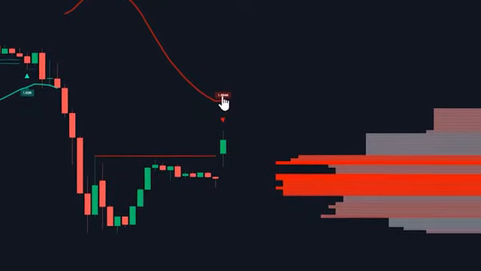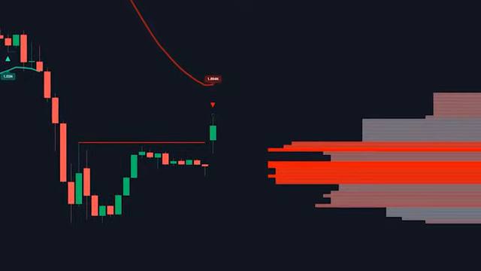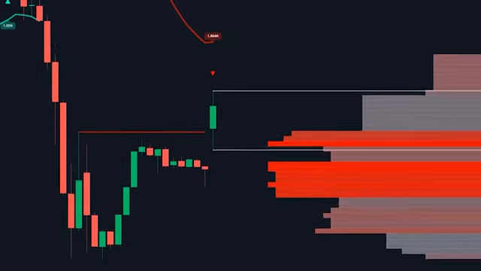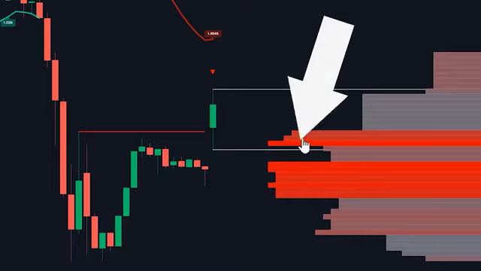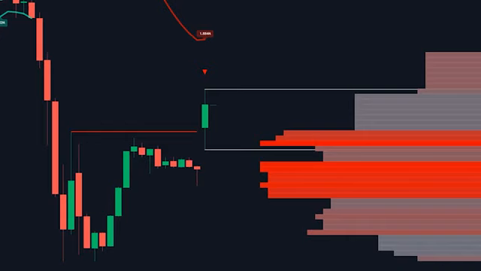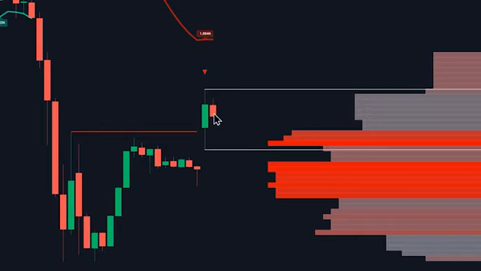Next, we mark the candle's high and low, and then we check the volume profile overlay within this range. We need at least one volume bar in the brightest or the second brightest shade of red. And here we have three super bright red bars. We enter our short position on the close of this red candle.